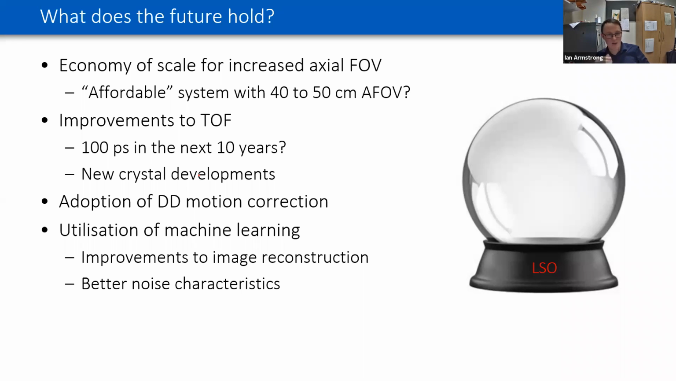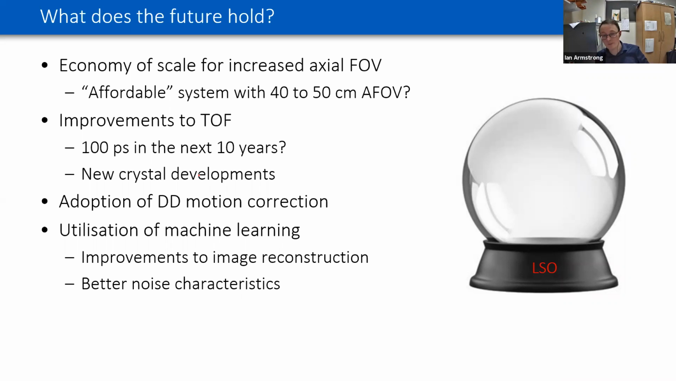But I think in terms of the fundamental performance of LSO, I think we've almost reached its limits at about 200 in a big detector ring. I think there needs to be some progress in the scintillation technology. So that'll be interesting to see. I think we'll start to see the adoption routinely of data-driven motion correction.